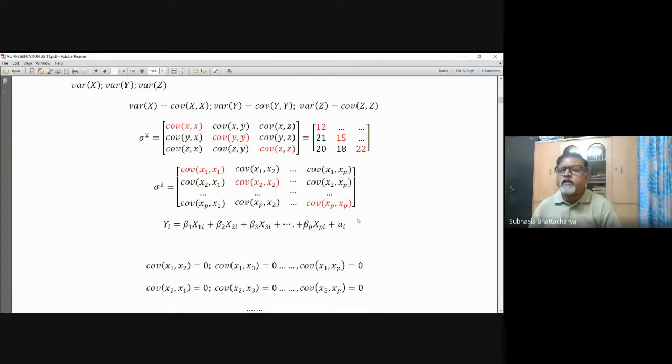Suppose we write the matrix in numerical form: 12, 15, and 22 are the variances of x, y, z, the covariance between x and y is 21, covariance between x and z is 20, and covariance between z and y is 18. It is not required to write the full matrix, because the same values are reflected.